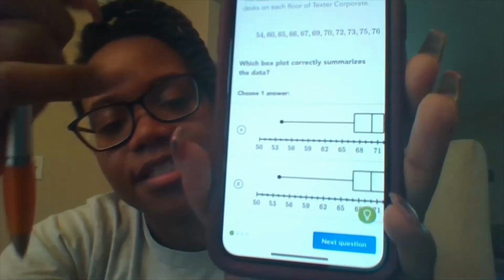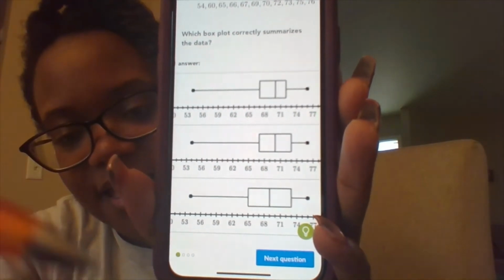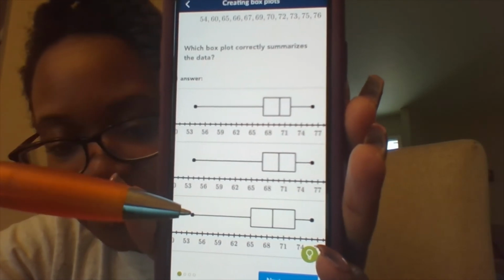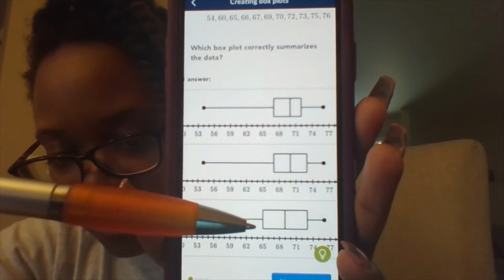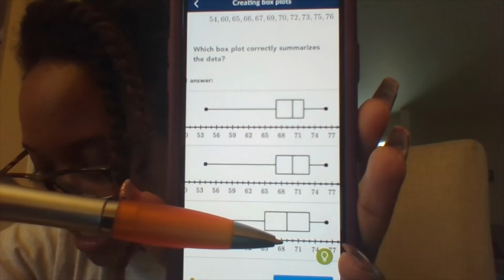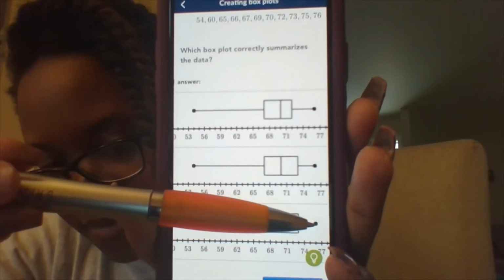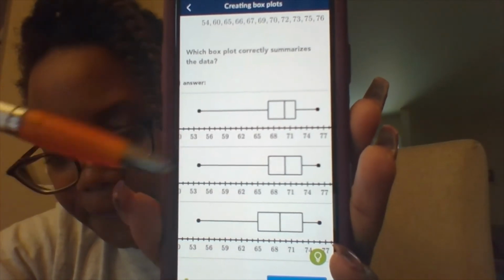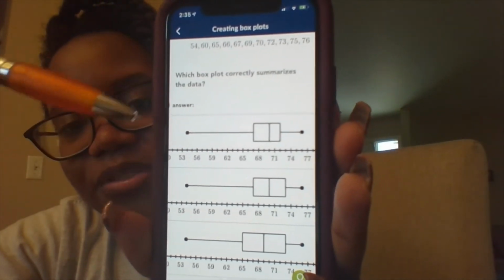So we have those 5 values, and then we just have to find the box plot that matches with that. So I scrolled down to C and saw that C had a minimum value of 54, a lower quartile of 65, a median value of 69, an upper quartile of 73, and a maximum value of 76. So that's why this box and whiskers plot represents this data correctly.